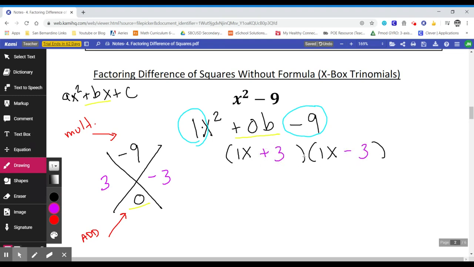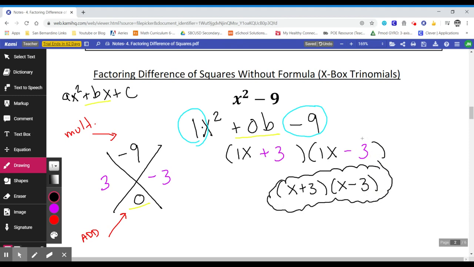And then what number can divide by both of these? Well, nothing except for the 1. So my final answer is just that. So final answer is x plus 3 multiplied by x minus 3. Great. We've done the problem. This is basically using the method that we've done in the past, using the big X, right?